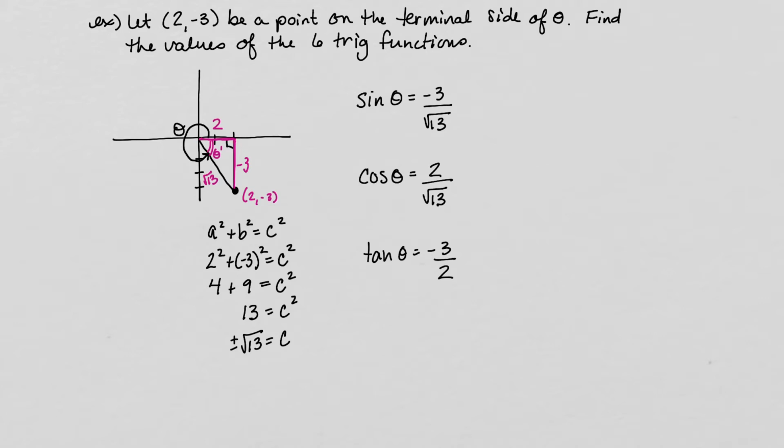Okay. So to get those other values, we're just going to flip these over, right? So the cosecant of theta is going to be negative square root of 13 over 3. The secant of theta is going to be root 13 over 2. And the cotangent of theta is going to be negative 2 over 3.